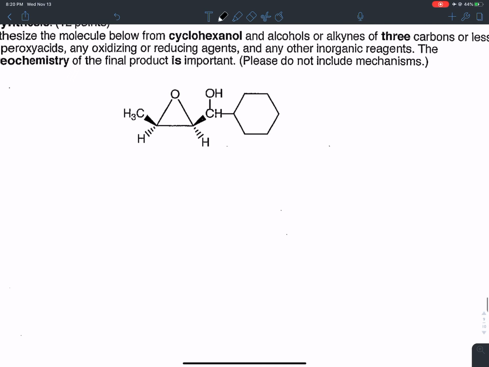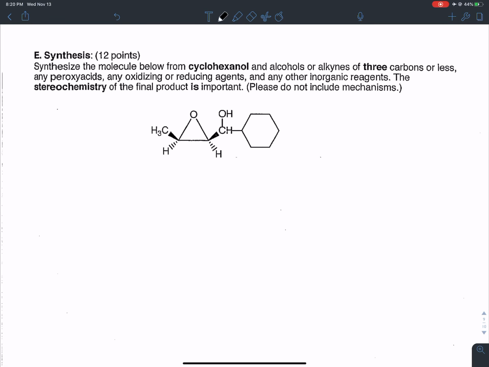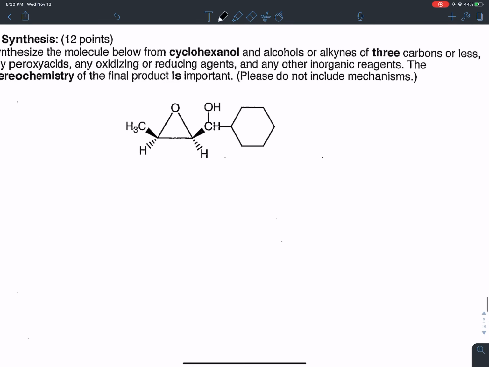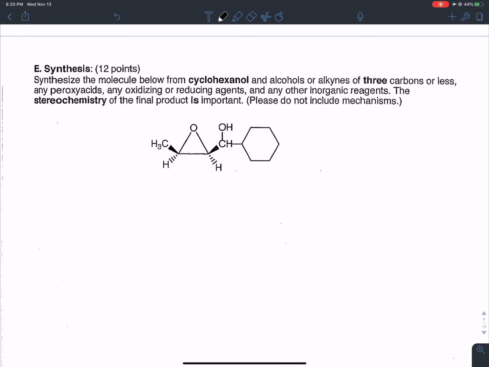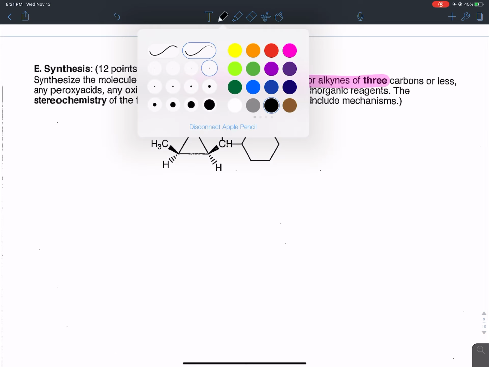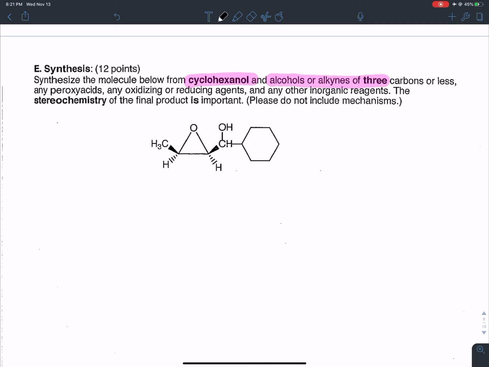Okay, so we need a game plan, right? We're not just going to jump straight into this. First thing to do would be to look at what we're allowed. I see cyclohexanol and alcohols or alkynes of 3 carbons or less. So does that mean we're allowed alkanes? No. So if you went back to an alkane, would you be wrong? Yes, you would. So don't go back to an alkane. You're used to doing that. Don't do it. Make sure you're allowed alkanes if you want to do that. It's actually easier to just stop at the alcohol or alkyne.